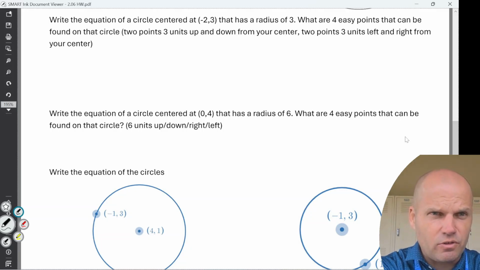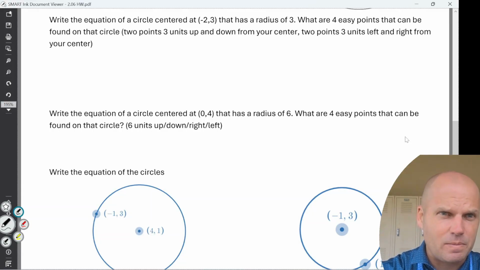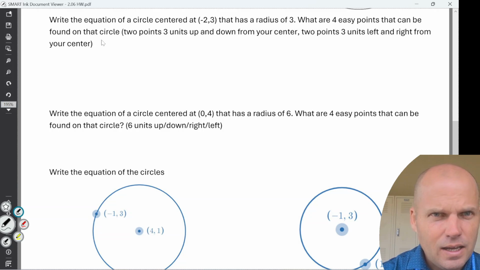So starting with this question, write the equation of a circle centered at negative 2, 3 that has a radius of 3. What are 4 easy points that can be found on the circle? And what is the equation of the circle? So this is going to be great to do on Desmos. So here's the important point. We have this point, negative 2, 3.